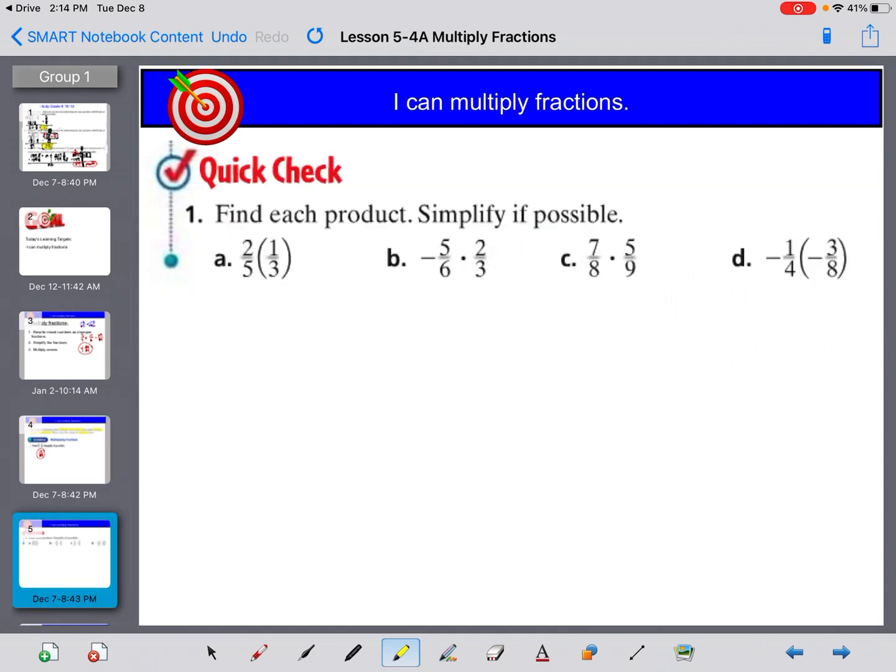Pause the video and try these problems. Make sure that you're applying rules for multiplying positive and negative numbers. If you have a negative times a positive, you should get a negative answer. If you get a negative times a negative, you get a positive answer. Now pause the video and give it a try.